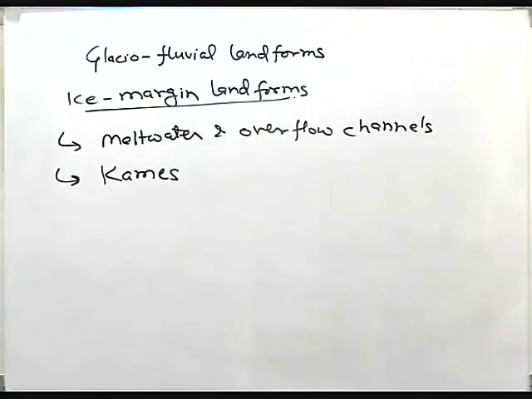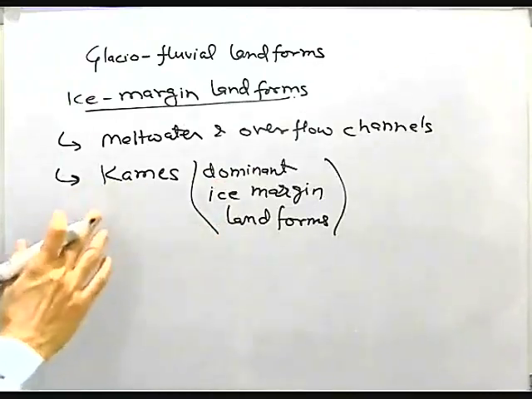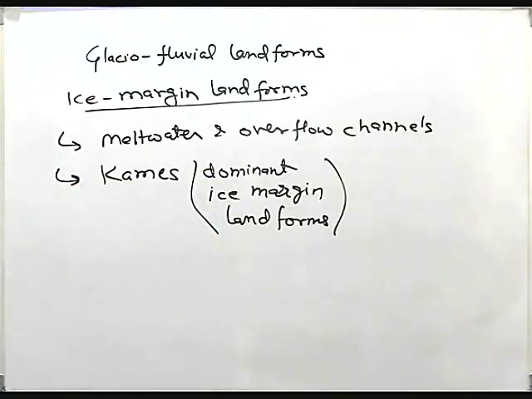Now coming to the kames. Now these kames are the dominant ice margin landforms. Just as eskers are the dominant subglacial landforms in the glaciofluvial category, kames are the dominant ice margin landforms that are produced at the margins of the ice, while eskers are produced not just at the margin but at the terminal parts of the glacier, and this may include those parts that are well upstream of the margin of the glacier.